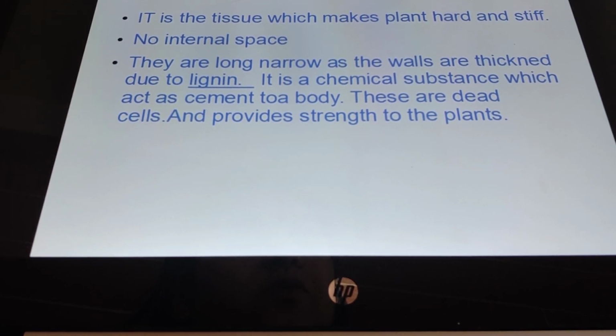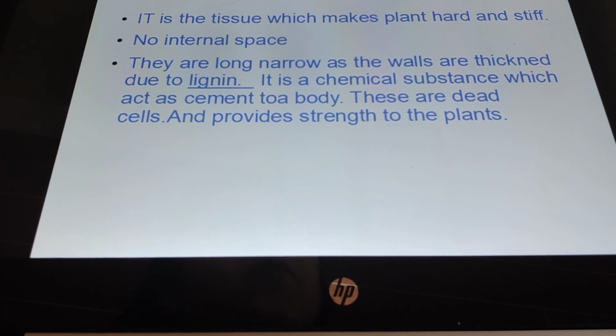So this is all about the simple permanent tissue. In the next video, we'll study about complex tissue.